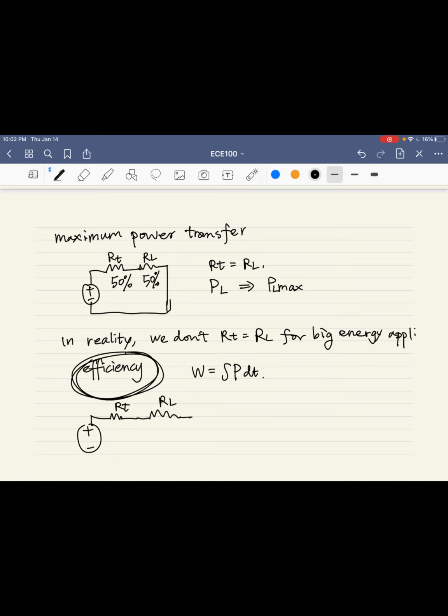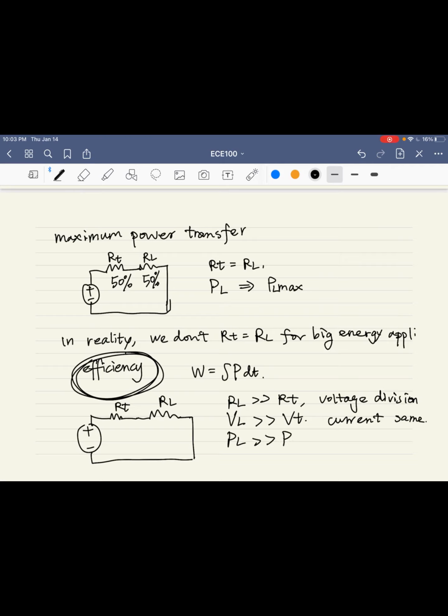By making the RL much larger than RT, by the voltage division law, we know that VL, the voltage across the load, will also be much larger than the voltage across RT. And their currents are the same. And in this way, the PL will be much larger than PT. So even if PL is not its maximum, it is much larger than PT, which means that it saves energy. It increases the energy efficiency. So be careful about that when you're designing your own circuits.